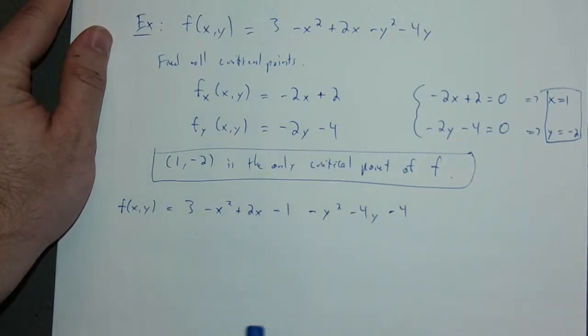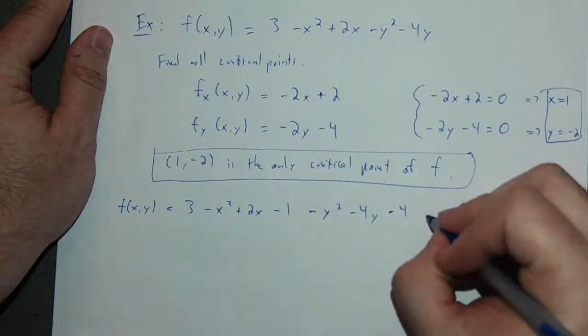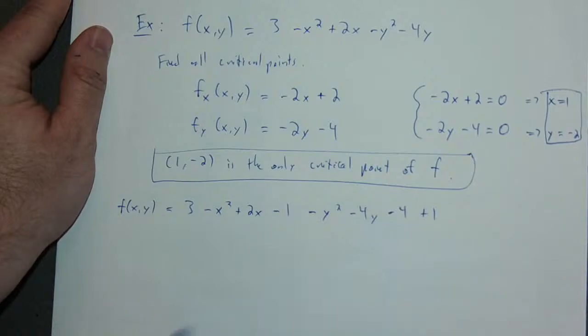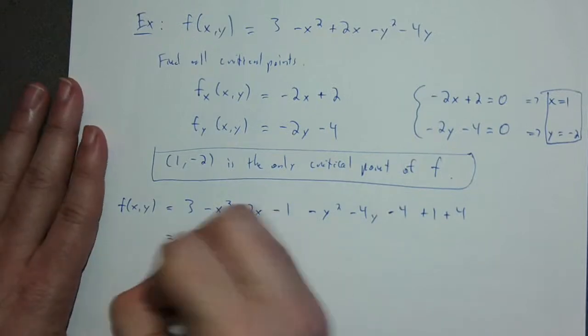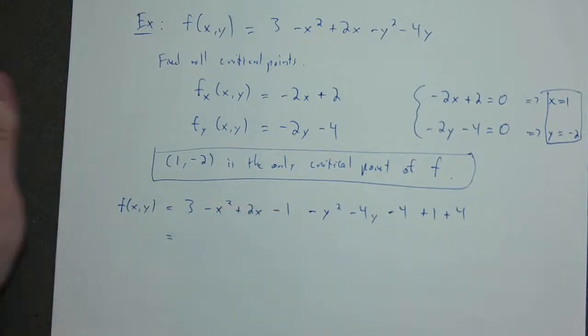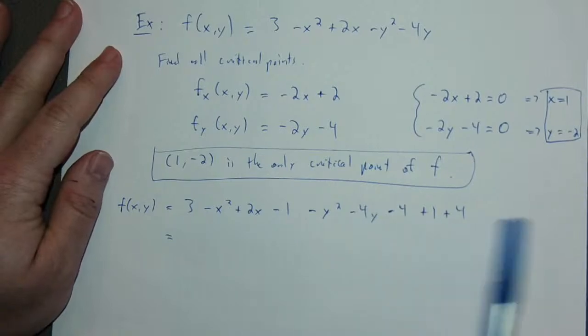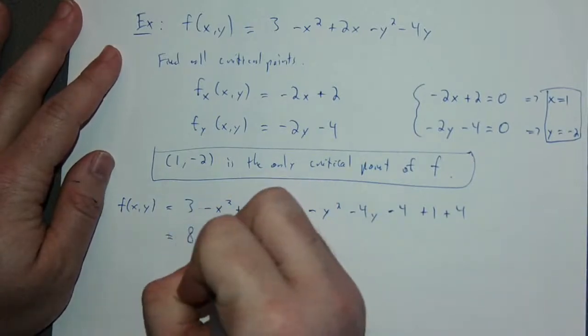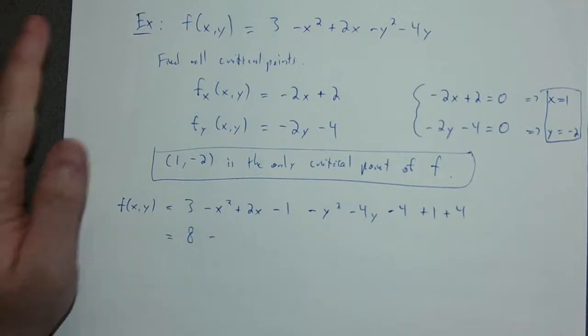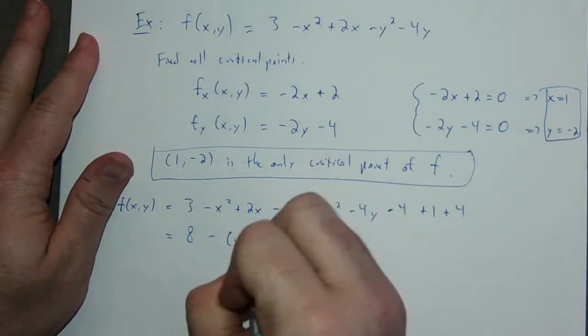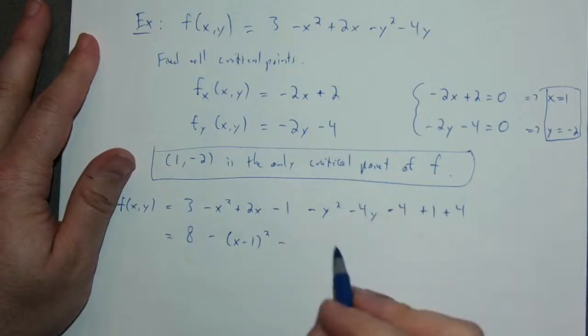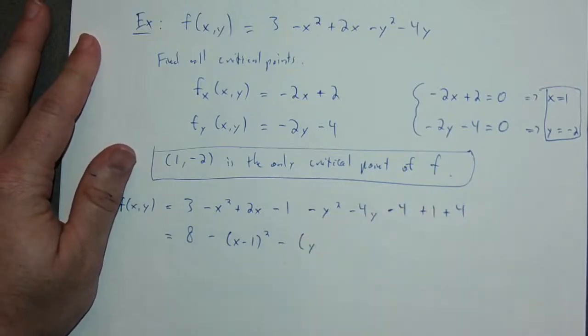But I'm just changing stuff, right? I'm not really allowed to do that, unless, of course, I compensate by changing it back. So I put a minus 1 here that wasn't there, so I can add 1. I put a minus 4 here that wasn't there, so I can add 4. Okay, so I can factor here. This is actually 3 plus 1 plus 4. That's 3 plus 5, so that's 8. So this is 8 minus (x minus 1) squared minus (y plus 2) squared, right?